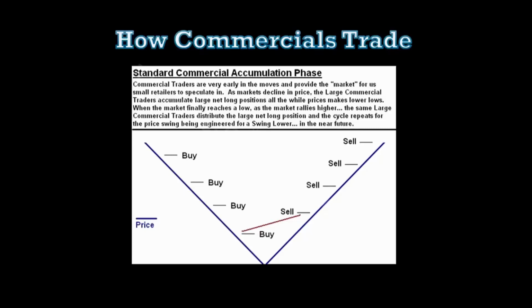And eventually, when price stops going down because they've bought so much and there's no more selling, all the sellers have been absorbed. As price starts to move up, they start liquidating the long positions and offset them. So as a whole, not individually, but collectively, the commercial entities are what cause the shifts in major macro price swings.